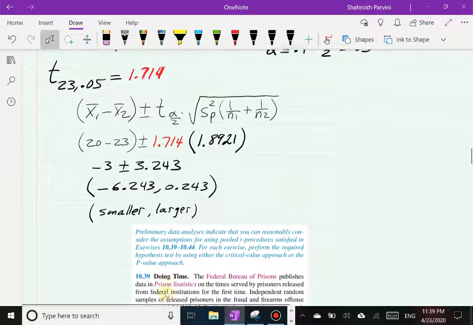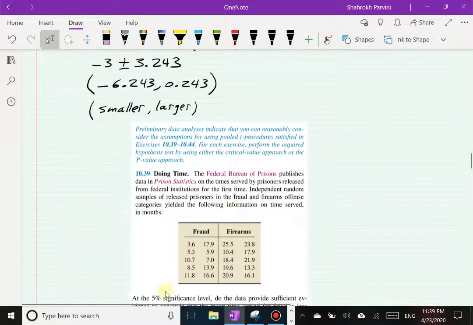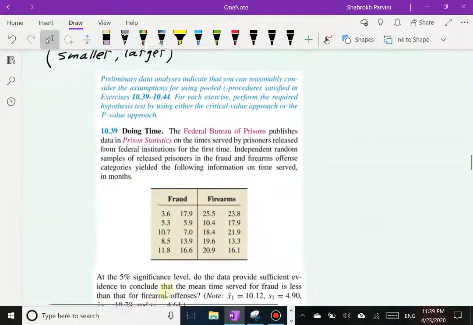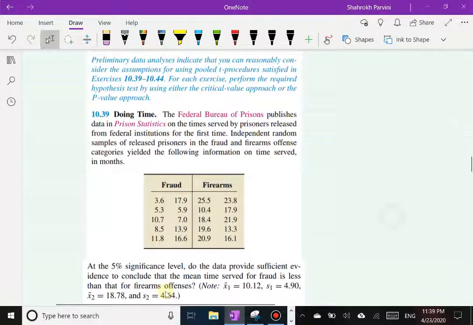Now, let's actually take a look at a word problem. And we're going to do everything we've done in this word problem. And we'll be able to go to StatCrunch for this one. So in this exercise, doing time, the problem reads: the Federal Bureau of Prisons publishes data in prison statistics on the times served by prisoners released from federal institutions for the first time. Independent random samples of released prisoners in the fraud and firearms offense categories yielded the following information on time served in months. So you can see the data here.